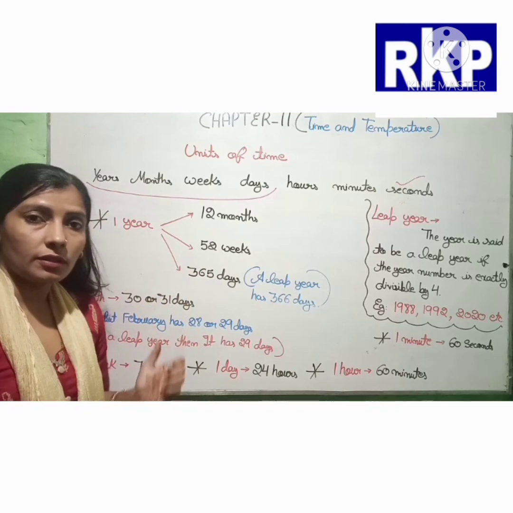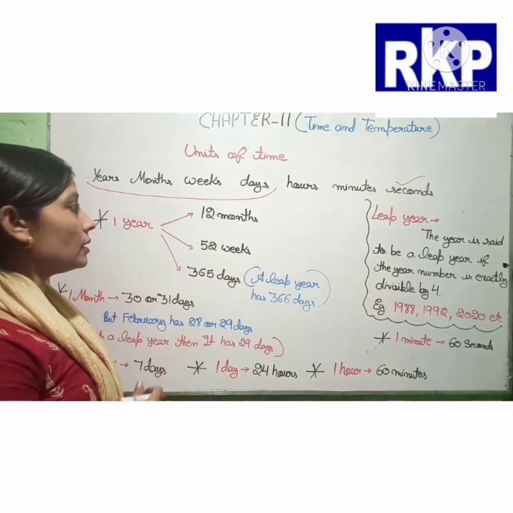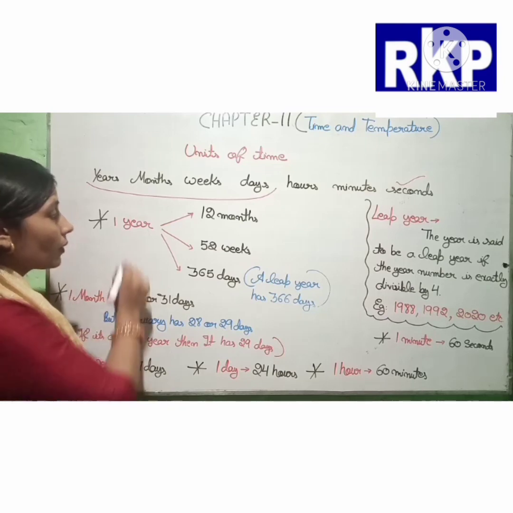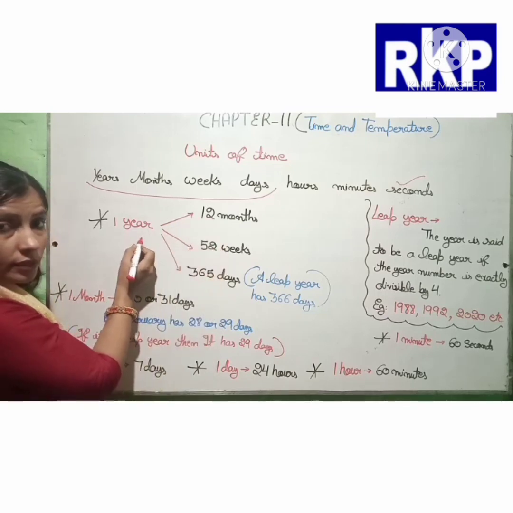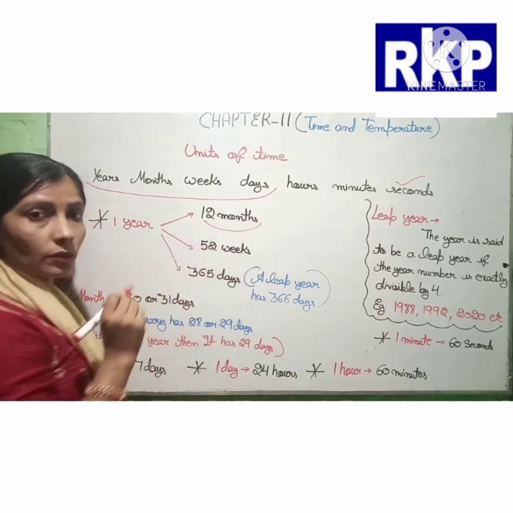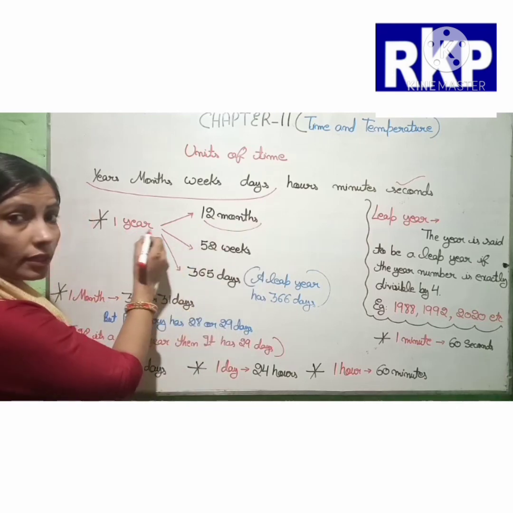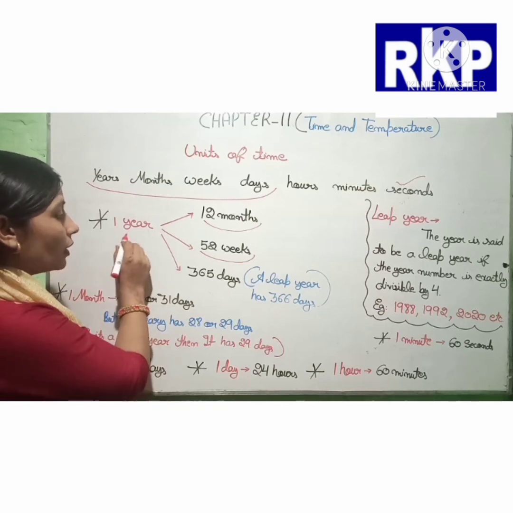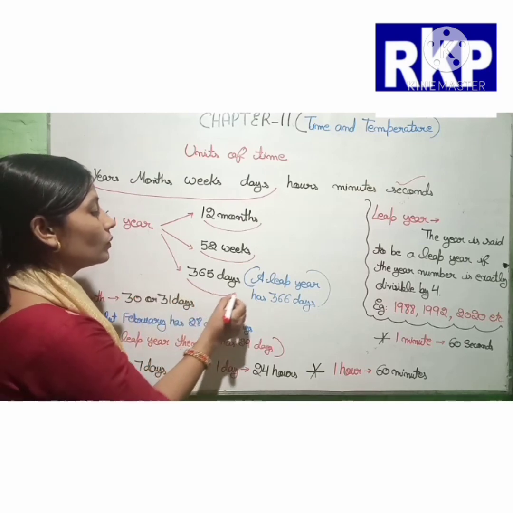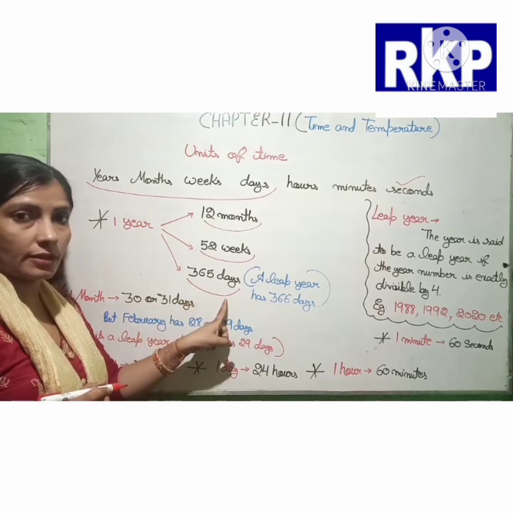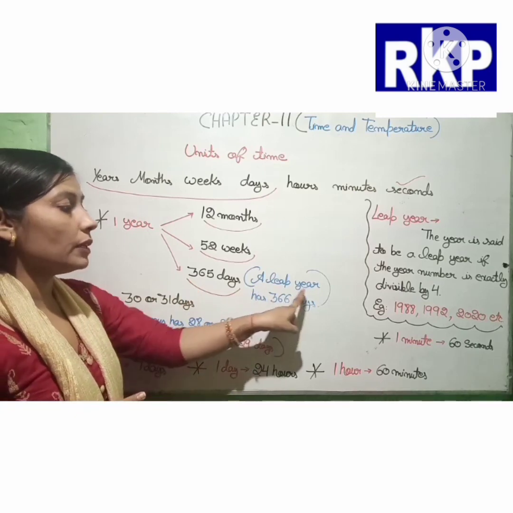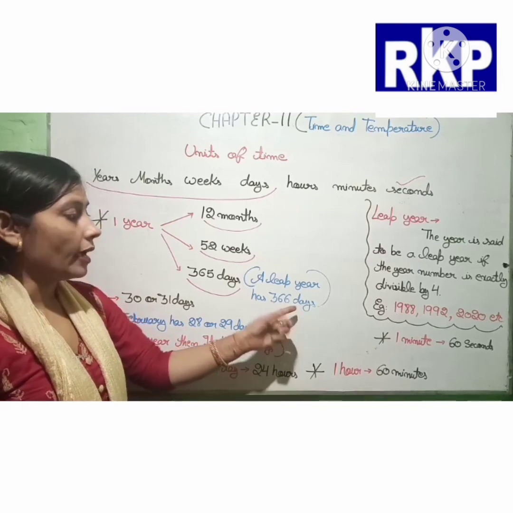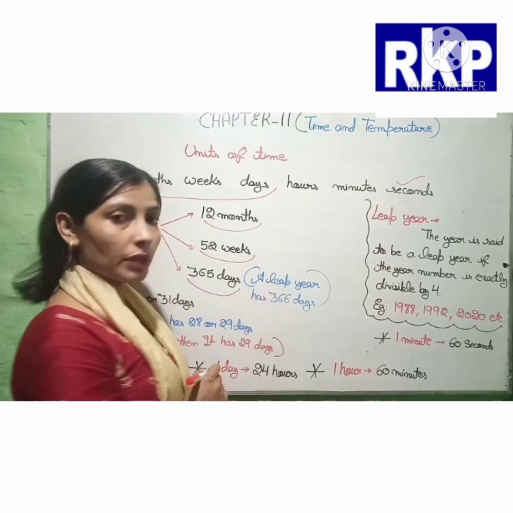Now let us see what is the relation between these. Here I have written 1 year. Okay. Here you can see 1 year is equal to 12 months and 1 year is equal to 52 weeks and 1 year is equal to 365 days. But a leap year has 366 days. And what is the meaning of leap year?